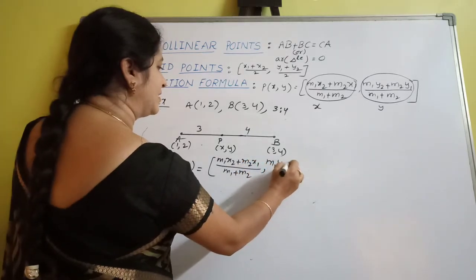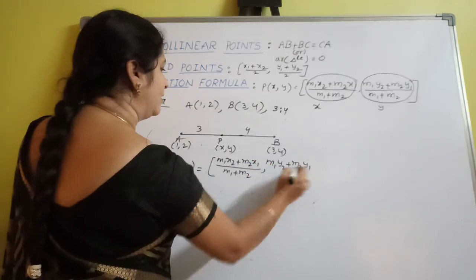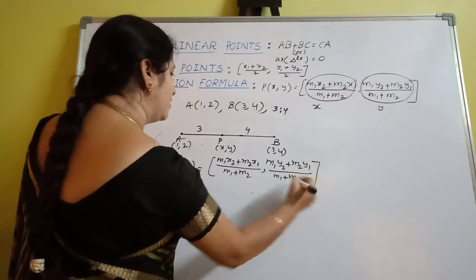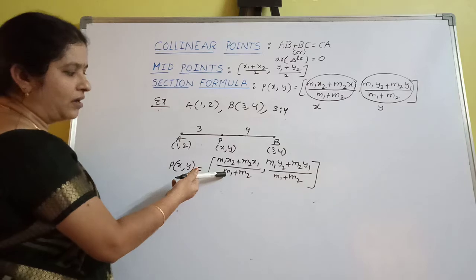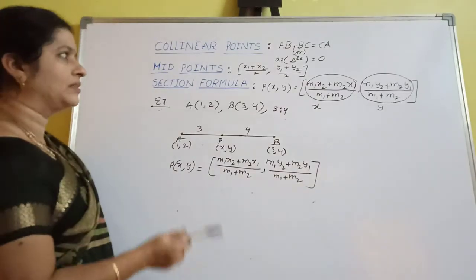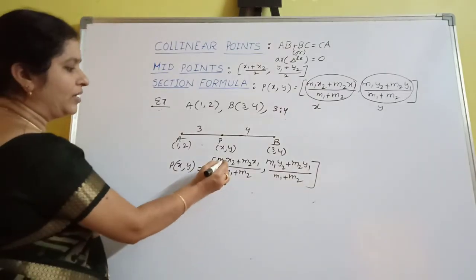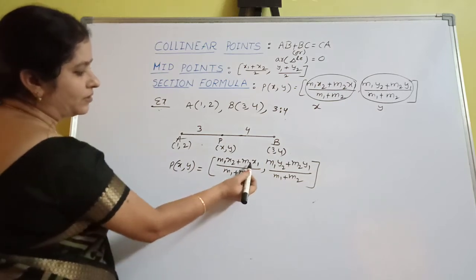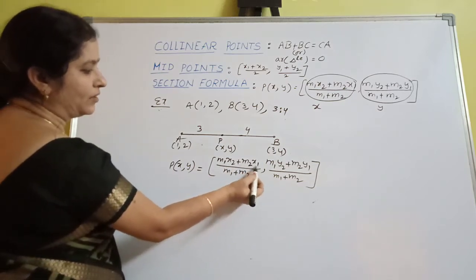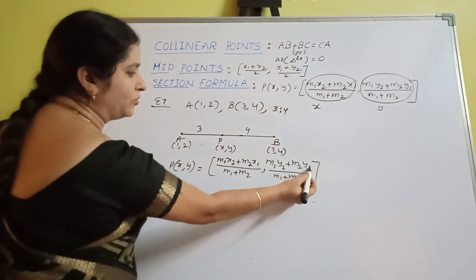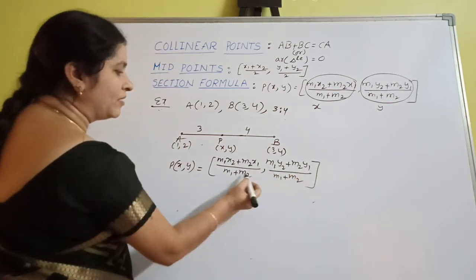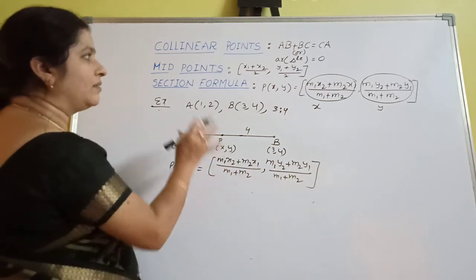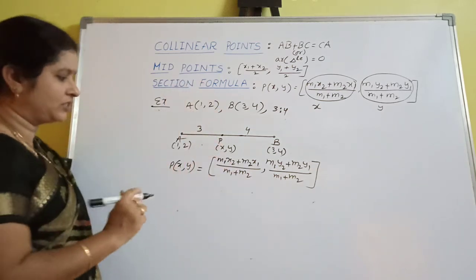M1y2 plus M2y1 by M1 plus M2. So once you observe the formula, all of you should remember the formulas in this chapter. Then only you can do the problems easily. Here 1, 2, reverse the order 2, 1. Here also 1, 2, 2, 1. Denominator same, M1 plus M2, M1 plus M2. All formulas are very easy to remember in this chapter.